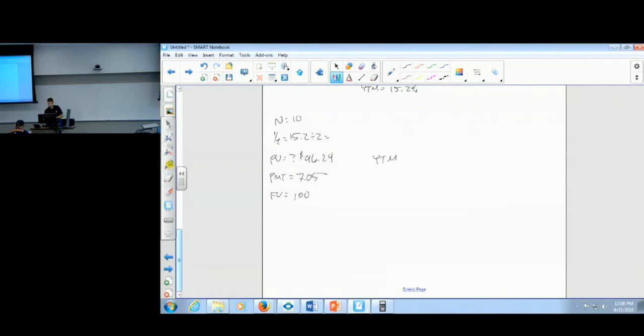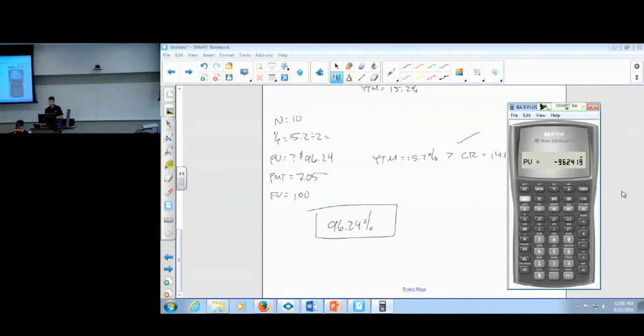Right, and with this one, the yield to maturity is 15.2%. That's greater than the coupon rate of 14.1%. So I expected a discount. That checks out. So that bond is trading at 96.24% of face value. You guys getting the same numbers? Yeah? All right.